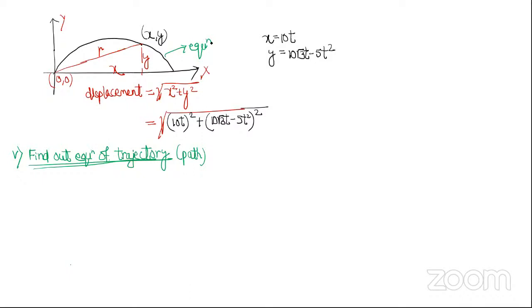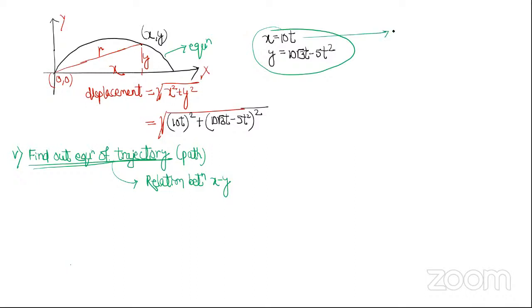So equation of trajectory means its relationship between x and y. How do you do it? Here you have x in terms of t and y in terms of t. Eliminate t, so that we can have a relationship between x and y. Now find t from one equation, put it in the other.